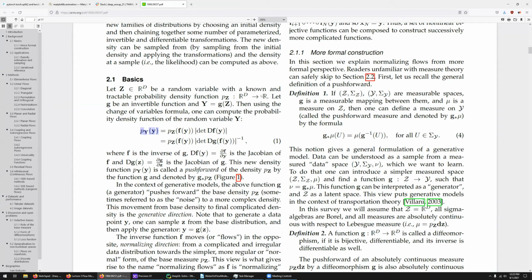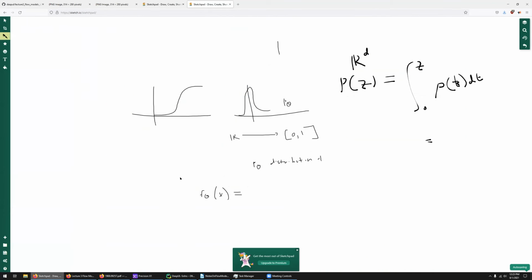Well, not necessarily 0, 1. I think it actually maps to R plus because the density can go all the way to positive infinity. That's the distribution. Density means that it has to be between 0 and 1. No, the probability density can go as positive as it wants to go.